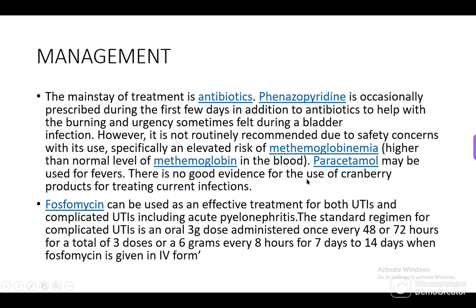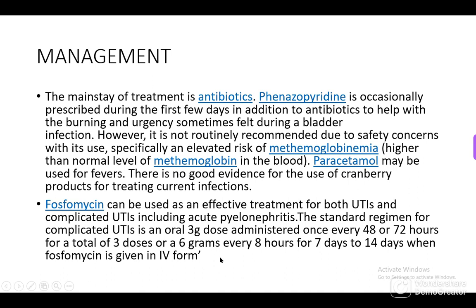There is no good evidence for the use of cranberry products for treating a current infection. Cranberry products can only be used in the prophylaxis of urinary tract infections. Fosfomycin, that is a very good drug, can be used as effective treatment for both UTIs and complicated UTIs, including acute pyelonephritis, which is upper urinary tract infection.